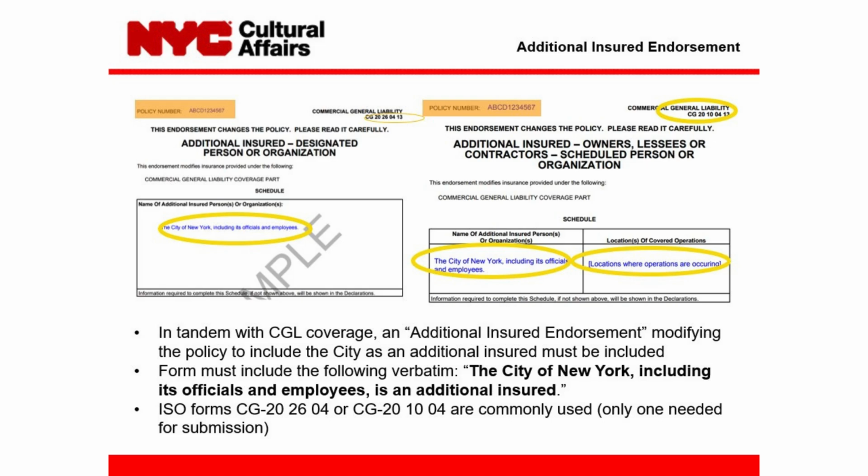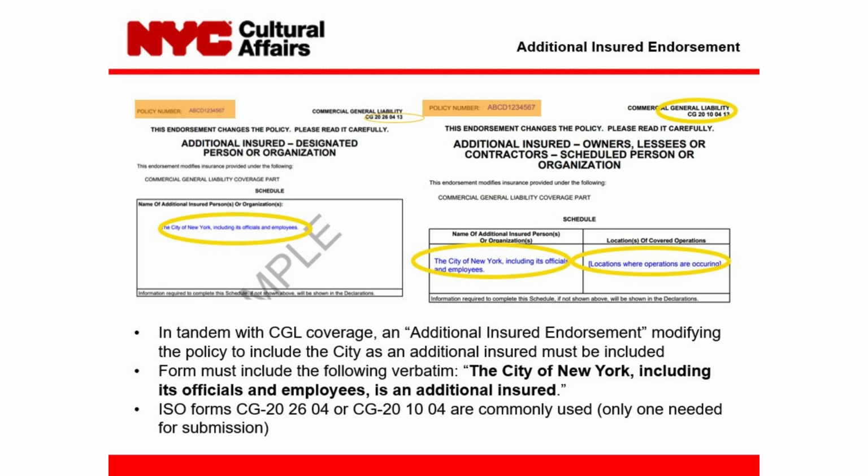Additional Insured Endorsement. In tandem with CGL coverage, an additional insured endorsement that includes the city as an additional insured must be submitted. ISO forms CG20-2604 or CG20-1004 are commonly used. Both are shown on this slide. You can submit one or the other. You don't need to submit both.